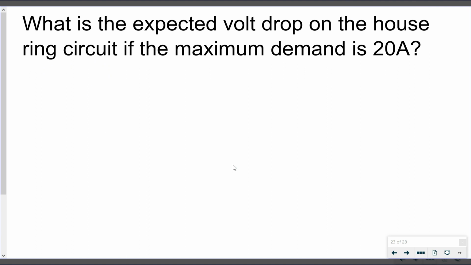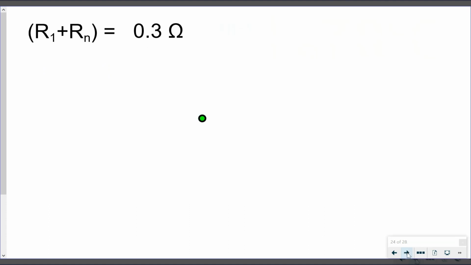Beyond that, we then have another question: what's the expected volt drop on the house ring if the maximum demand on the circuit is 20 amperes? This would probably be at the midpoint of the circuit, worst case scenario. Our R1 plus Rn value for that circuit was 0.3 of an ohm, and that 0.3 of an ohm was at 20 degrees C.